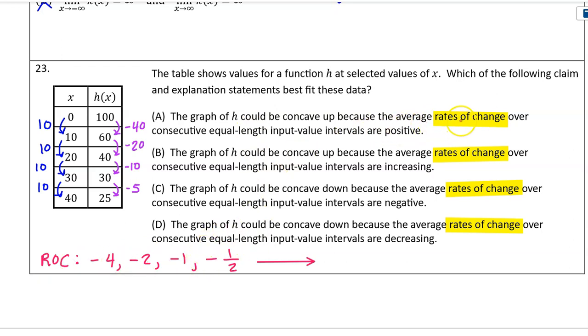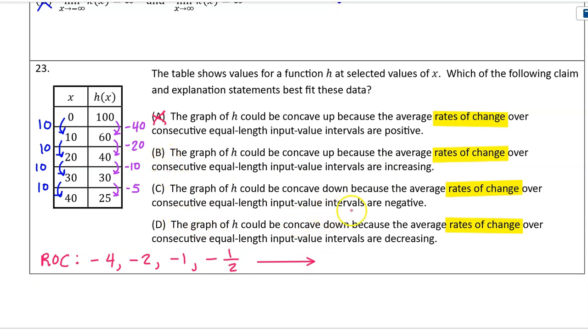The description of what's happening to the rates of change, they all say consecutive equal length input value intervals, so I can really ignore that phrase. Just look at the last words. Option A says they are positive. Well, these are not positive, so the answer cannot be A. Option B says they are increasing. Are these increasing? Yes, they are. As we go from -4 to -2 to -1, these values are getting larger. If you put these on a number line, you would be going to the right, so they are increasing, so B is possible.